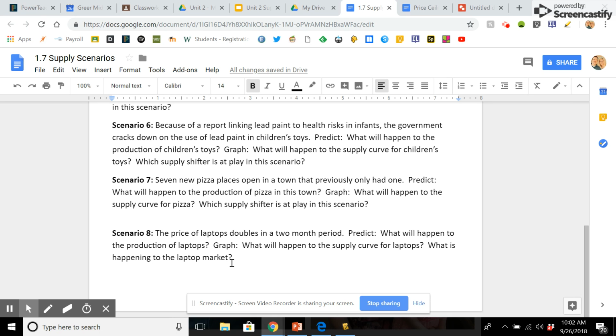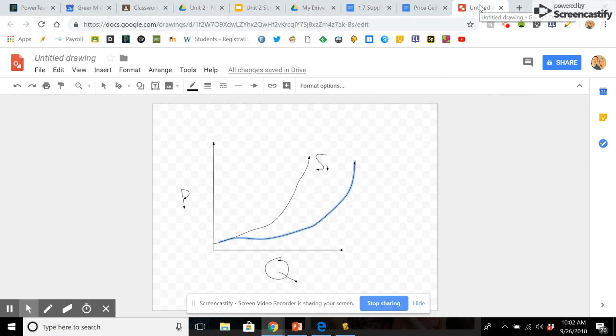Scenario 8, the price of laptops doubles in a 2-month period. What will happen to the production of laptops? Well, what do we have here? Is this a shifter? No, it's not a shifter, because it's the price. The price of a laptop goes up. What's going to happen to production of laptops? There's going to be more laptops produced. Notice the question. I'm not asking for a shifter here. That's because there is no shifter.